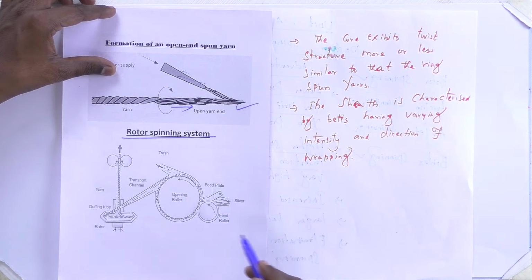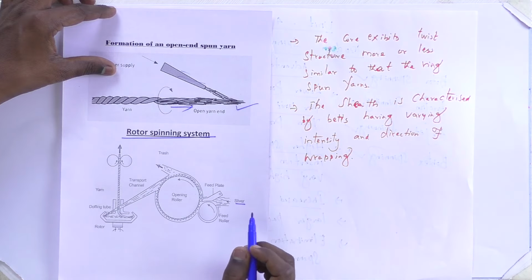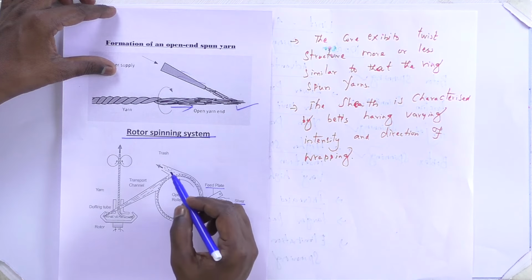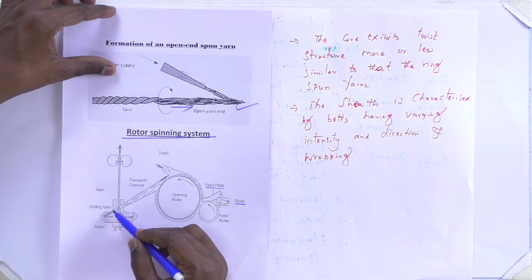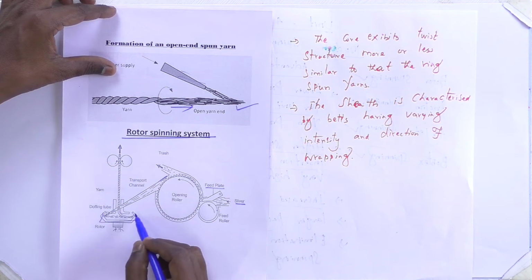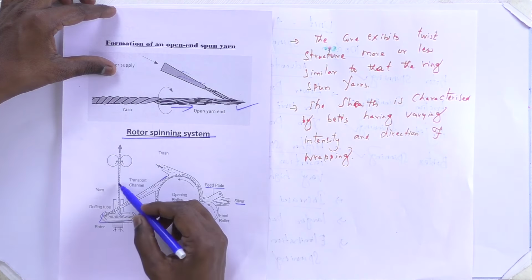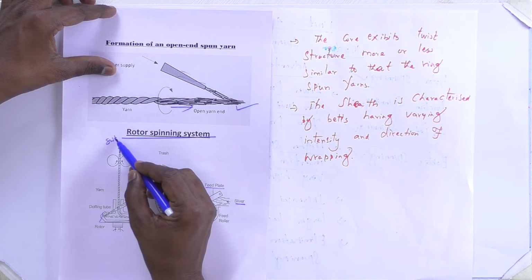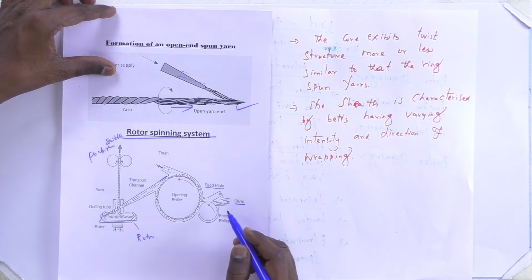The rotor spinning machine is the most widely used advanced spinning machine. Normally waste cotton is used in rotor spinning machines. Here the sliver is the feed material. There is a feed roller and feed plate arrangement, and an opening roller which removes the trash. The transport channel is here. This is called the rotor, so it is a rotor spinning machine. Then there is a doffing tube. Then the yarn is wound on a suitable package, and cheese-like packages are used here.